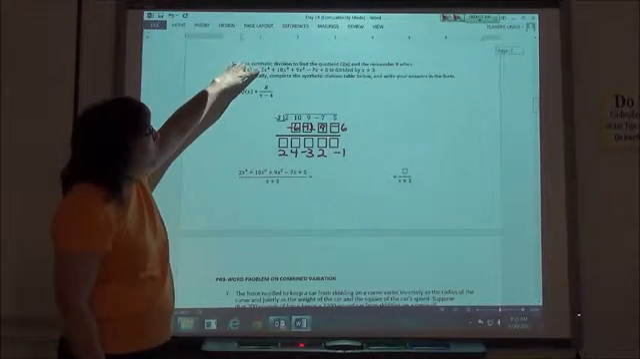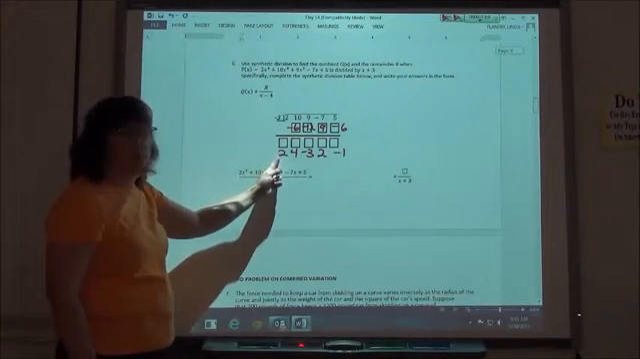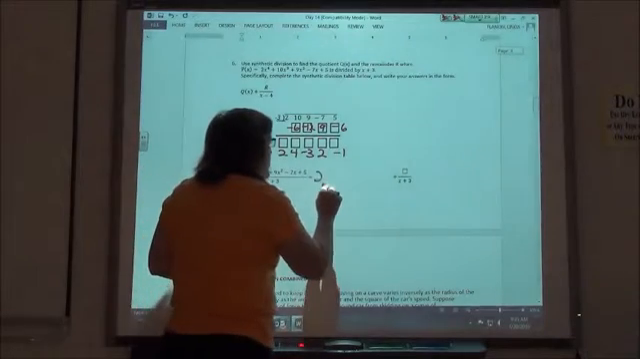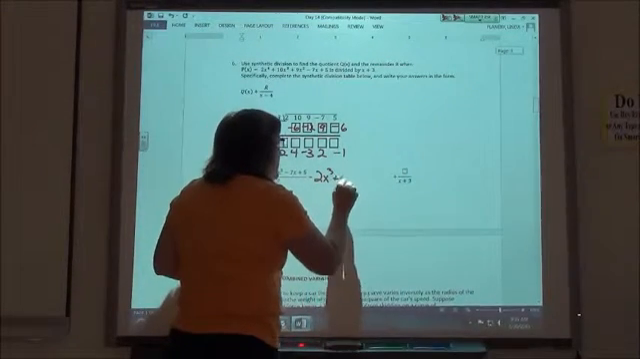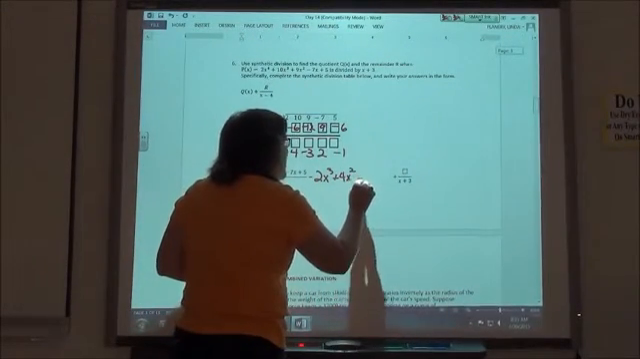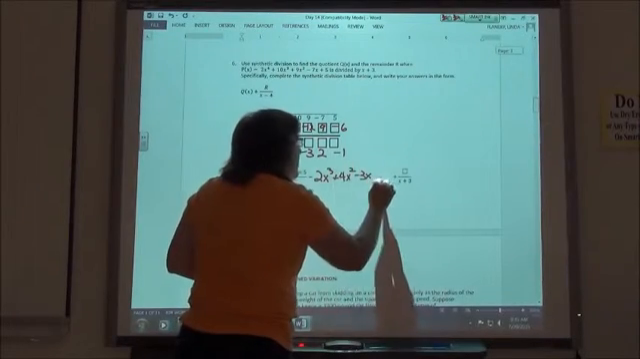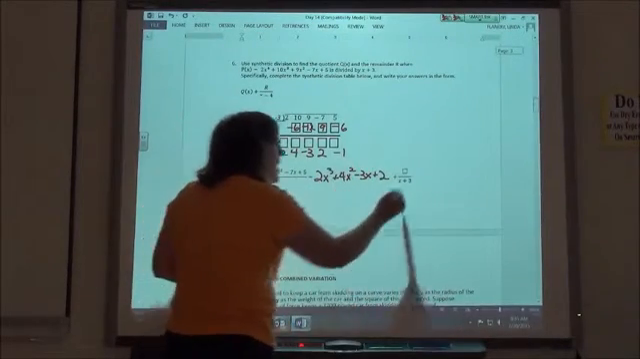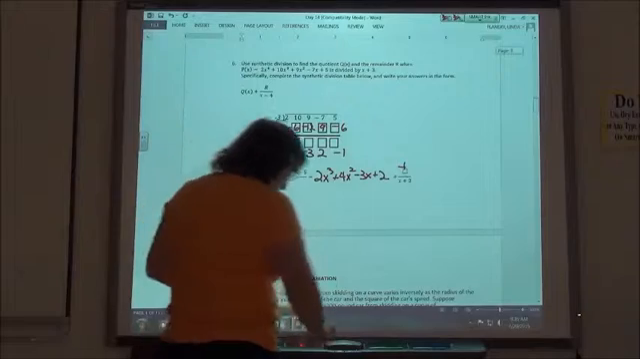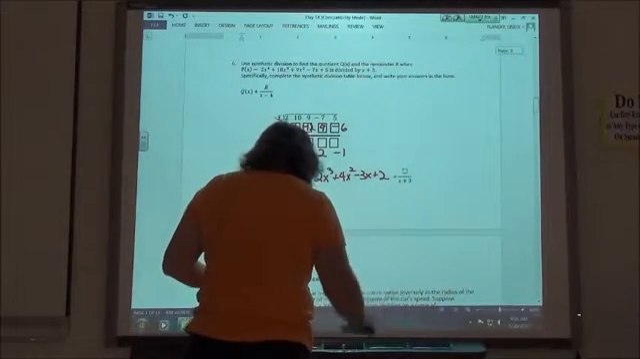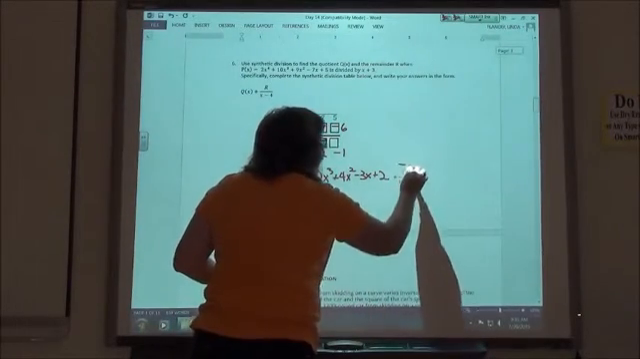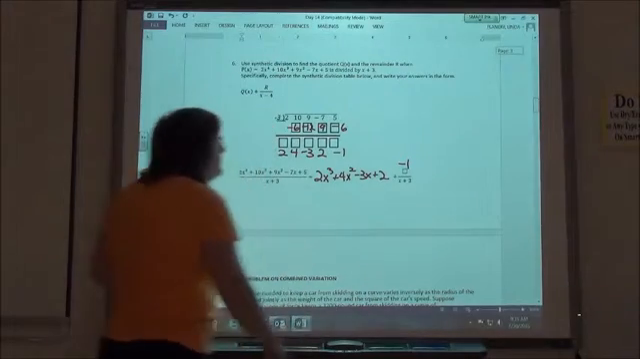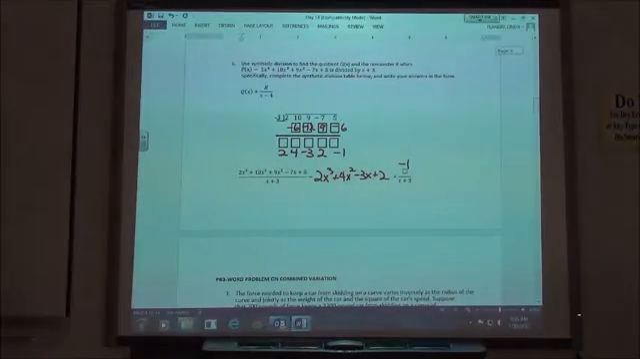This was a 4th degree polynomial, so this is going to start with the cubed. 2x to the third plus 4x to the second minus 3x plus 2. My remainder, almost looks good, is minus 1. And so that is synthetic division.